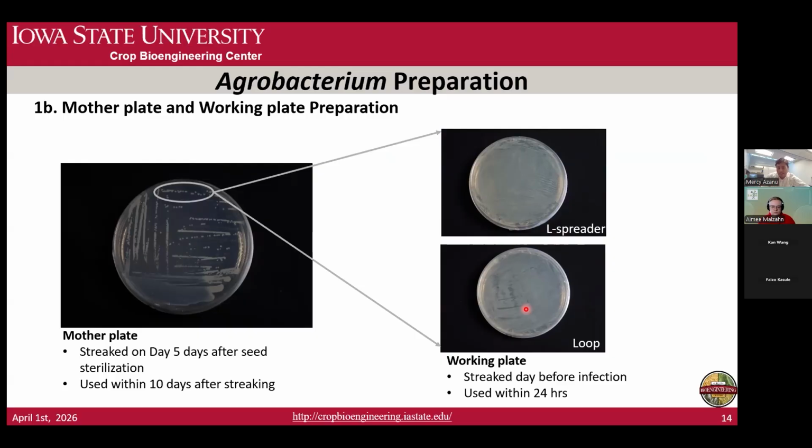And then the day before transformation, we streak the working plate. The working plate is typically YP and antibiotics. As you can see in the figure, we just take some of the colonies and then spread them by using an L-shaped spreader or the loop, and we spread all over the plate uniformly so that we can have nice growth the next day. One thing we also recommend is that we should not use old working plates; they should always be fresh.